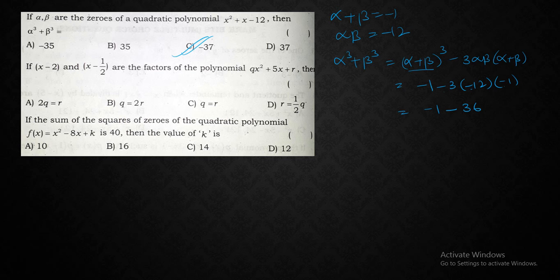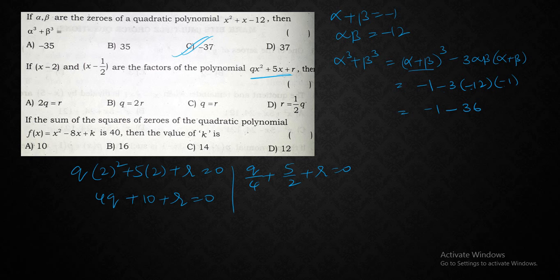Next, x minus 2 and x minus 1 by 2 are the factors of this particular polynomial. Then what is the relationship between q and r? If I substitute x is equal to 2, then q times 2 square plus 5 times 2 plus r is equal to 0. So this is 4q plus 10 plus r is equal to 0. In the same way, if I substitute x is equal to 1 by 2, then q by 4 plus 5 by 2 plus r is equal to 0.